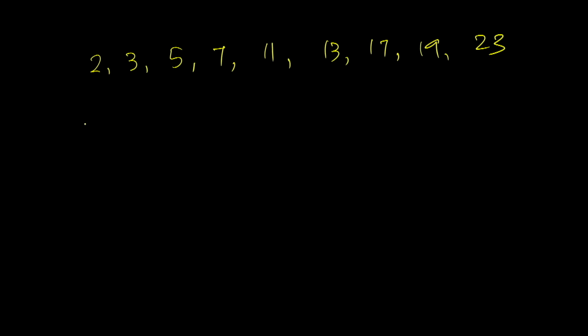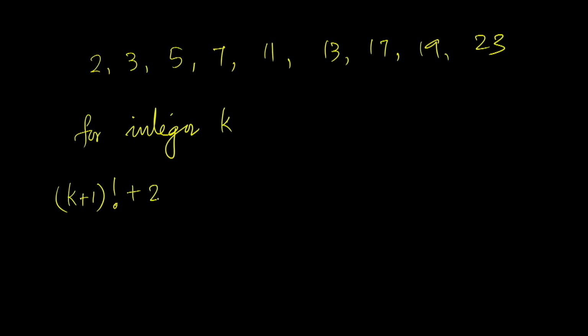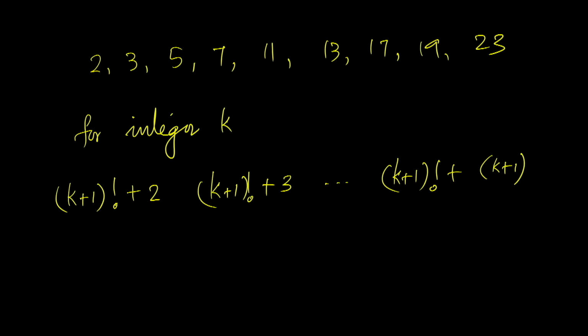But then for integer k, consider this sequence: (k+1)! + 2, (k+1)! + 3, etc., (k+1)! + (k+1). So, that is a sequence of k integers, k consecutive integers, and we can see that all of them are composite.